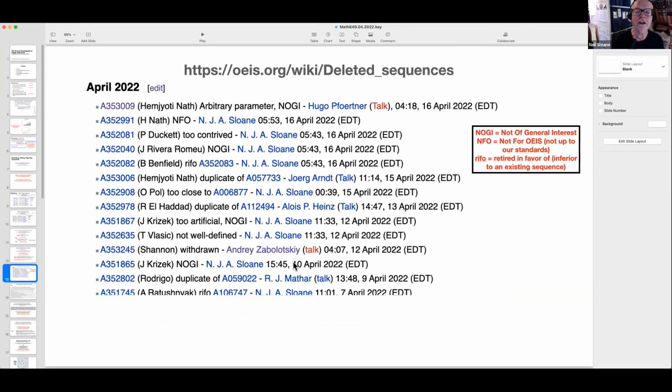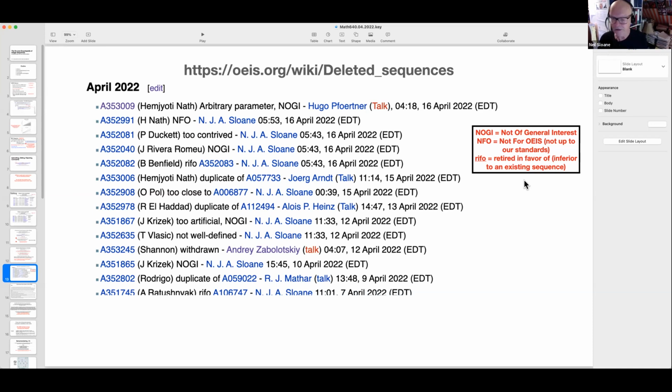And when sequences are rejected, we always make a note of them on a wiki page of deleted sequences. And there are abbreviations, to save time: NOGI means this is not of general interest. And NFO means it's not for us. It's not for the OEIS. It's not up to our high standards. And RIFO is retired in favor of some other sequence, which is better, usually because there was something wrong with the new submission. Maybe it missed a term, or it had an error in it, or it was just a simple duplicate. You'd be surprised how often we get duplicates submitted.